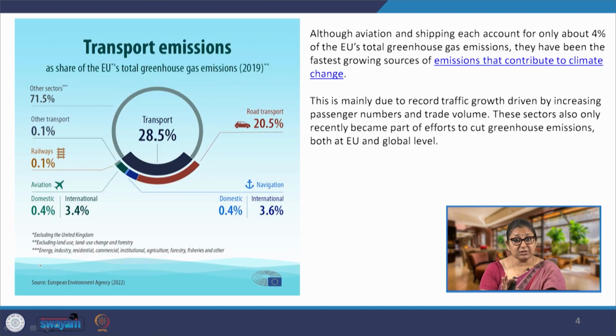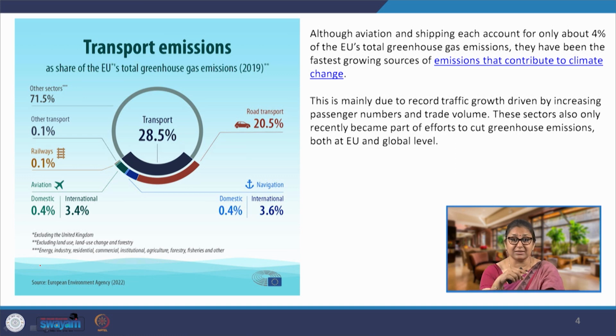Looking at the transport sector emissions, and this data is for the EU, European Union, and for overall greenhouse gas emissions, we see that the transport sector contributes around 28.5% of the total emissions, which is huge, approximately 1/3 of the total emissions that are happening in the entire geographic area. Of this 28.5% coming from transport, the biggest contributor is road transport, which is 20%. So, which is a huge contributor.